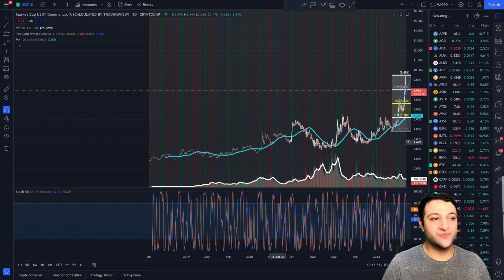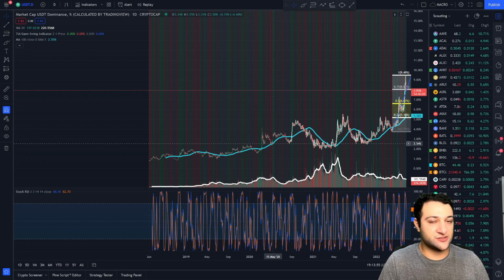What does this tell you? It should tell you that the fact that USDT dominance is going up while crypto is still going up from previous months is that more people are into cryptocurrency. More people are doing it.